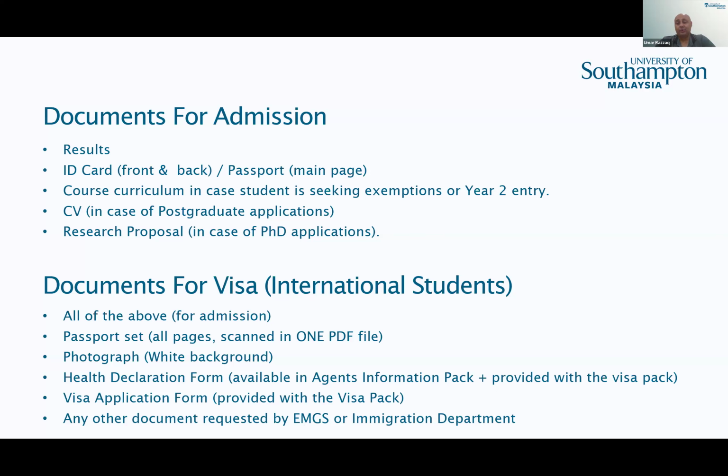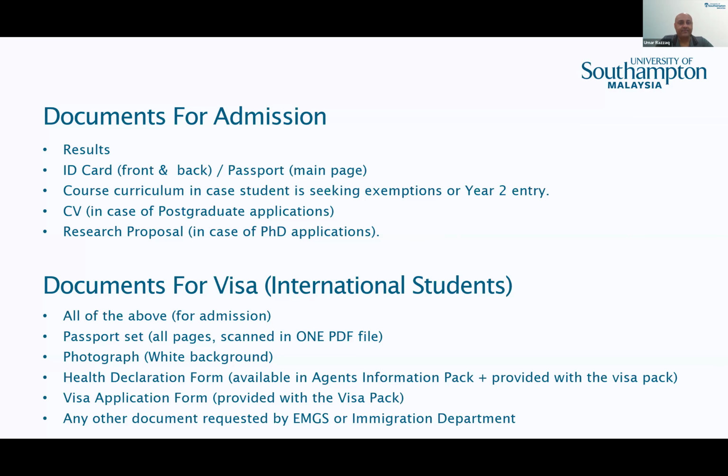Then after that, passport, as you know, and a photograph with white background. Again, detailed information is provided to you in the offer letter. This is just preliminary. Health declaration form, visa application form, then we will provide you with the visa pack, and any other document that EMGS requires, we will notify you. So once these documents are submitted, then we start the visa process for your students, right?